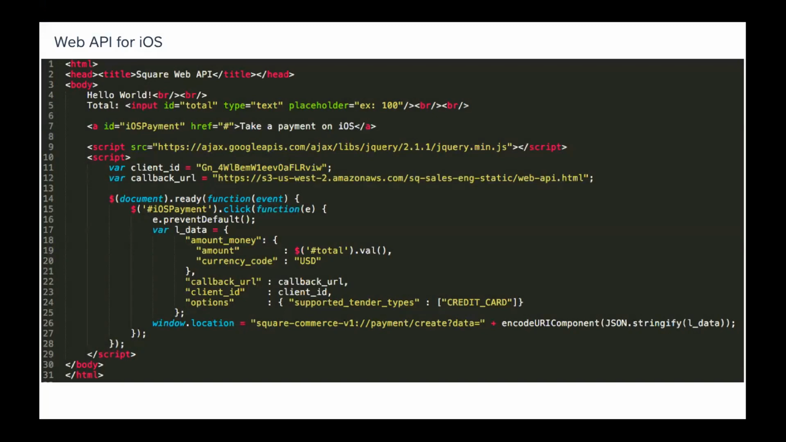I want to go back to the code again. You can see it's super lightweight. All we did was build a JSON payload and do a window relocation, and the iOS and Android devices, through intent or URL schemes, know exactly what to do, and will initiate the callbacks to and from the application.